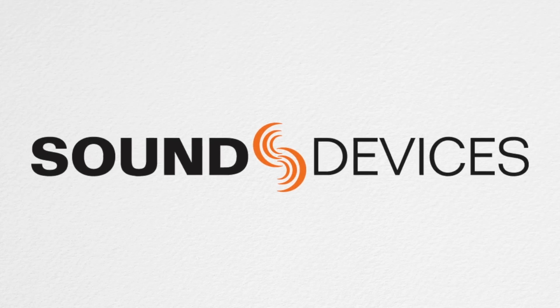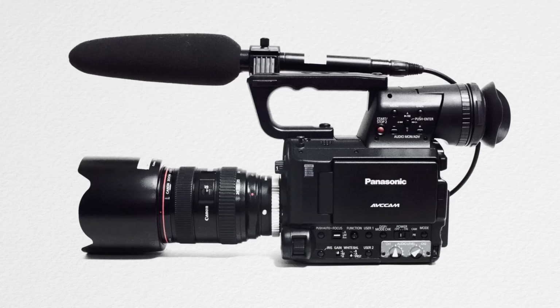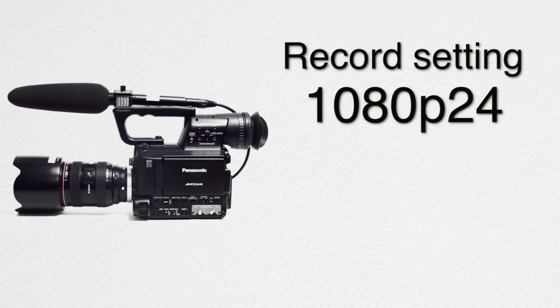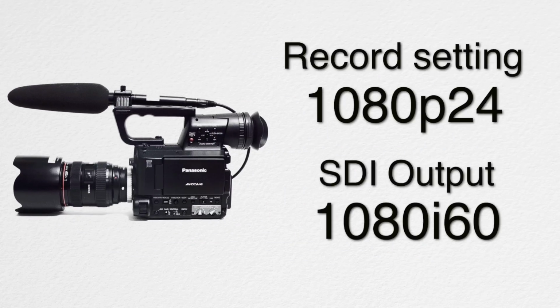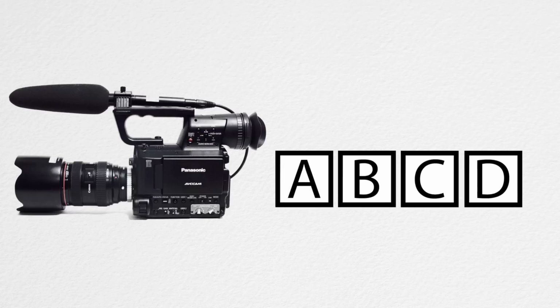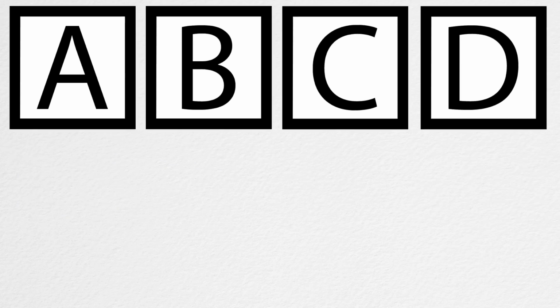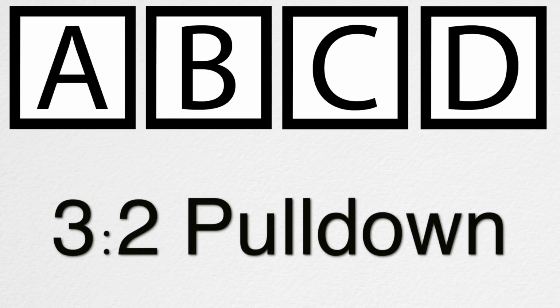When a camera such as the popular Panasonic AF100 is set to record 1080p 24 video, it outputs a 1080i 60 video signal via the SDI output. This is because most monitors are compatible with 60i video, but not 24p video. The process of converting the 24 progressive frames into 60 interlaced frames is called 3-2 pulldown.